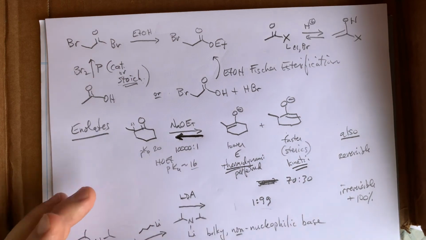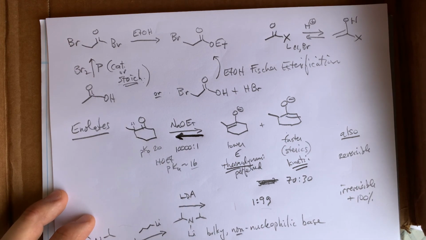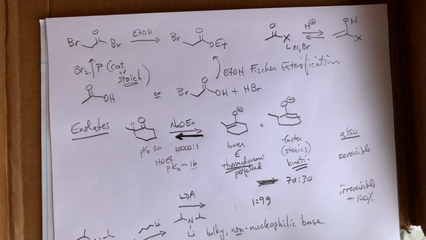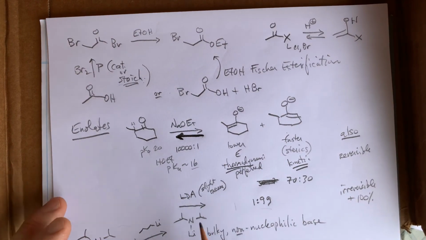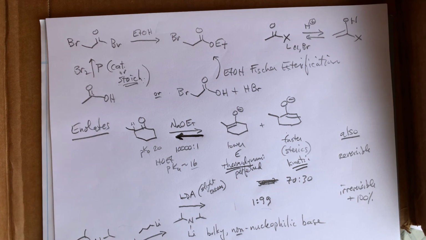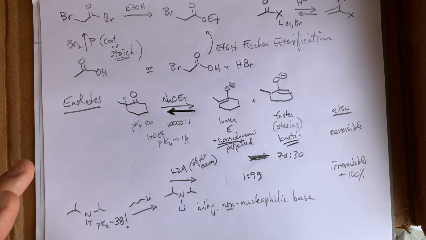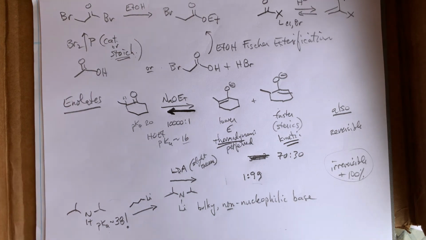LDA will take that proton off. The pKa differences are almost 18 orders of magnitude. That means you'll get this ratio and you're done. It's all enolate. You usually use a slight excess to make sure there is no ketone remaining. And so that is really important. You get 100% conversion. And if you want to control enolates and not have proton exchange, that's important. And we're going to talk about that next time. Thank you.